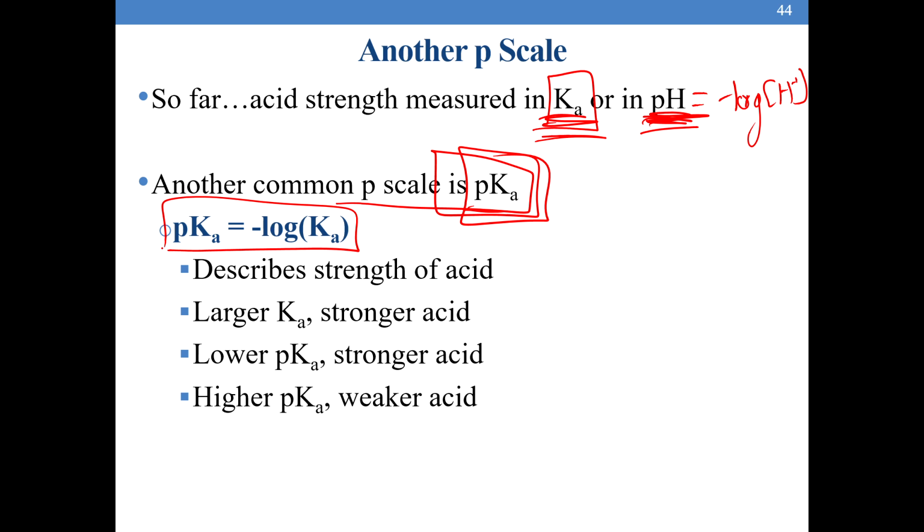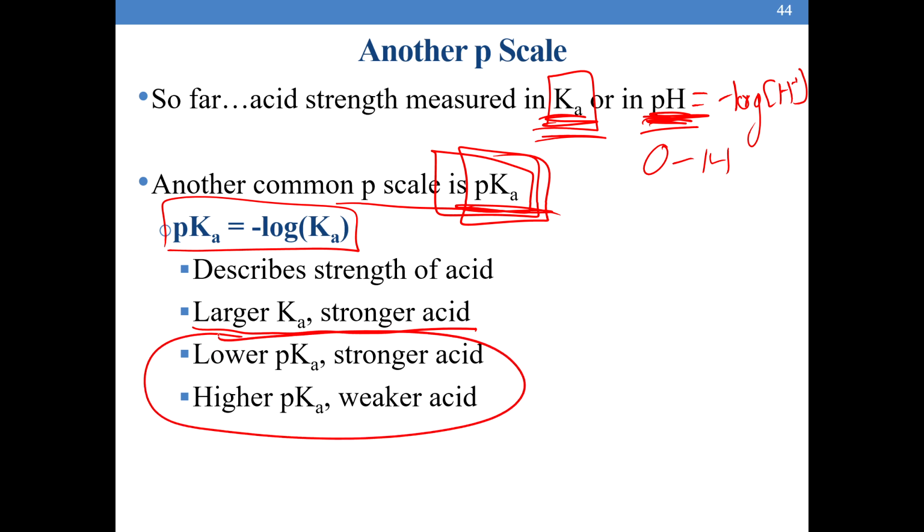We've already discussed that a high Ka means a stronger acid and a low Ka means a weak acid. It's actually the opposite with pKa, but pKa numbers are generally more normal looking. Just like pH numbers scaled from 0 to 14, they weren't scientific notation. pKa, just like Ka, describes the strength of an acid, but it's the opposite of Ka. A higher pKa means a weaker acid, and a lower pKa means a stronger acid, okay?